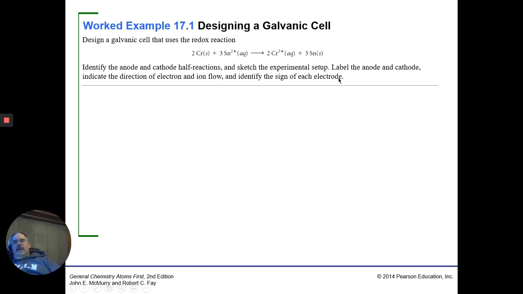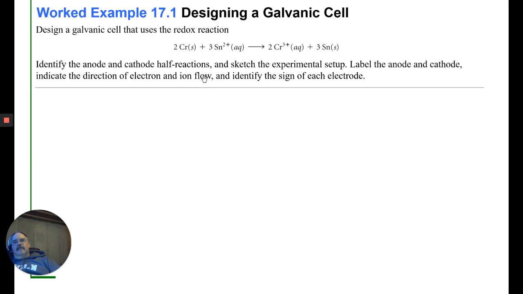Okay, the anode is where oxidation occurs. So we can see that chromium is losing electrons because it's becoming more positive. Electrons have a negative charge. And tin is gaining electrons to go from tin 2 plus to tin 0.